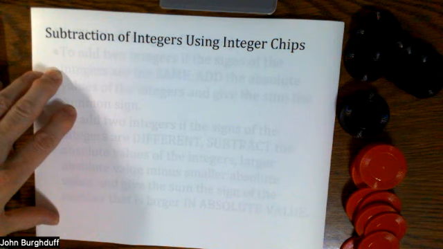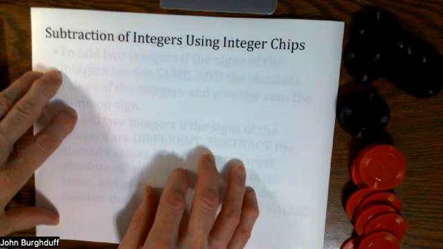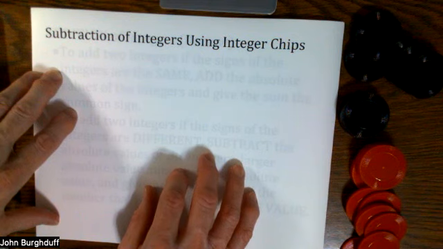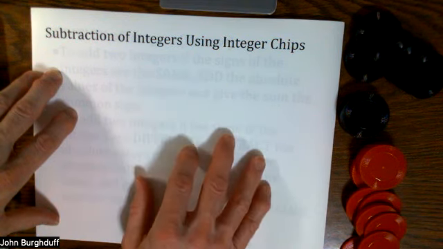In this video, I want to show you how you can use integer chips, also known as integer tokens, to illustrate subtraction of integers. I have already created, and it's elsewhere on this channel, a video talking about how to illustrate addition of integers using integer chips. If you haven't seen that video first, you might want to look at that video first. It would be a good background.